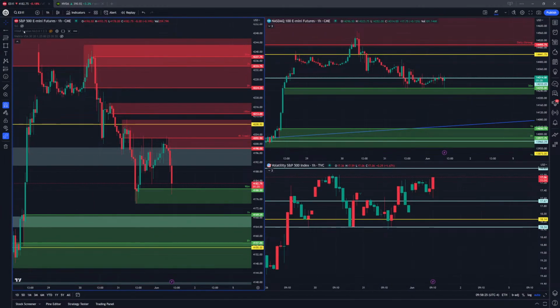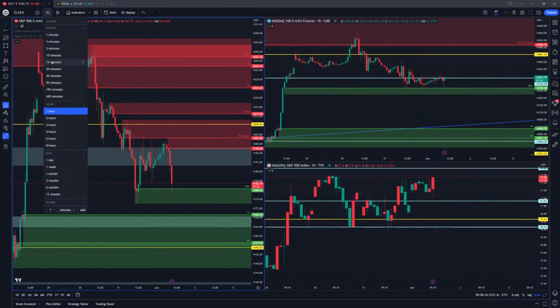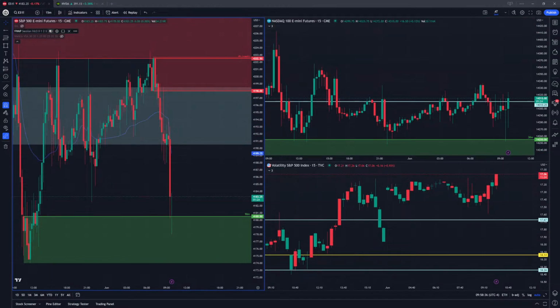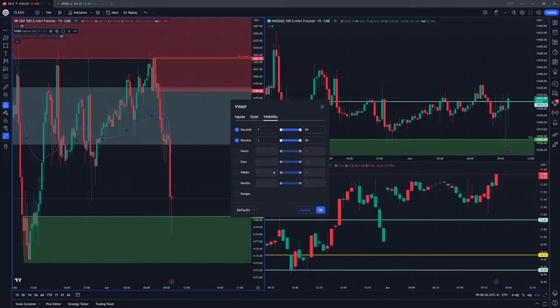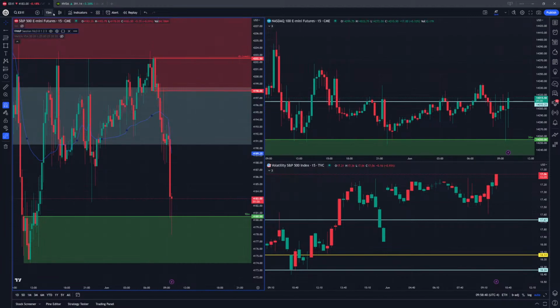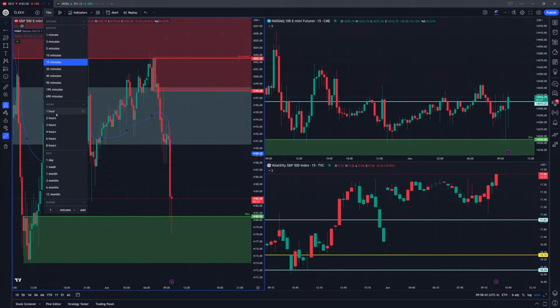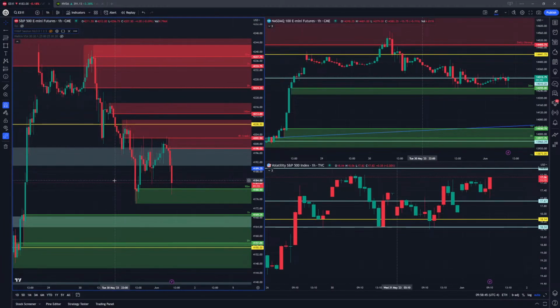What's cool with TradingView, guys, is you see how the VWAP has this little yellow with the eye around it? That means VWAP will only show when I'm on the minute time frames, which is really dope. If I'm on the minutes and then I go to an hour, it'll automatically hide VWAP for me.